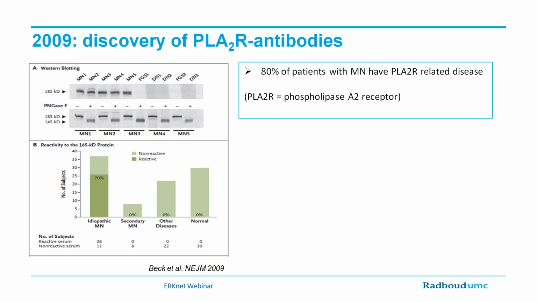In 2009, there was a major change in patient care and research based on the finding that in the serum of patients with membranous nephropathy, antibodies directed against the phospholipase A2 receptor could be detected. It's now clear that more than 80% of patients with primary membranous nephropathy have a PLA2R receptor-related disease, meaning that in more than 80% of patients with membranous nephropathy, antibodies against the phospholipase A2 receptor can be found. This receptor is a protein which is present on the podocyte membrane.